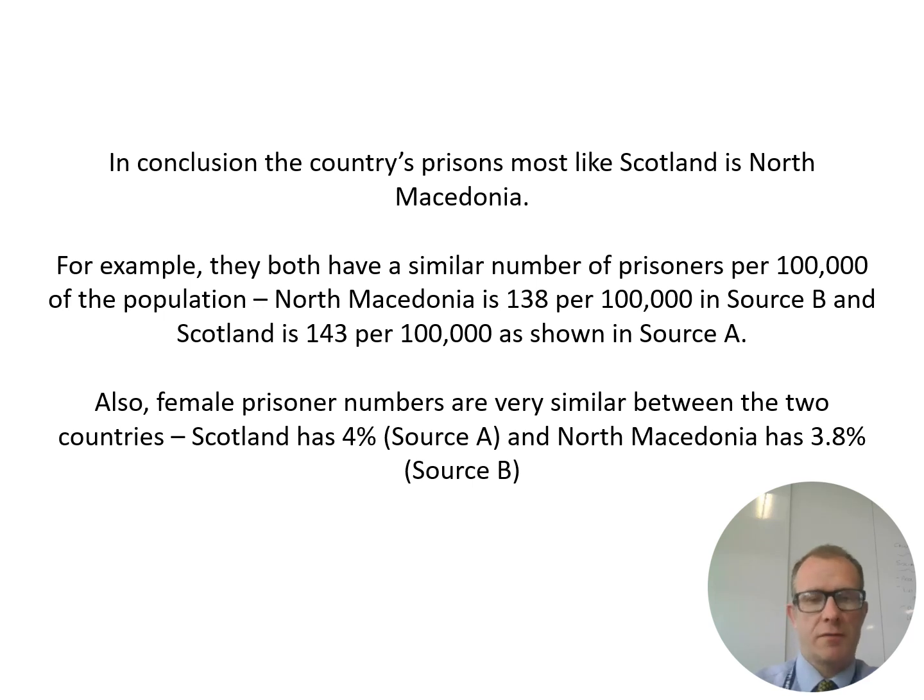For the final 2 marks for the conclusion question, you must read the question carefully, and underneath it, it gave you a final sort of mini question: which country's prisons are most like Scotland? So I looked at all the sources, and the conclusion that I made finally is that North Macedonia's prisons are most like Scotland. Because I've given one example from source A, they've got similar prisoner numbers, and one example from source A and B, that the female prison numbers are also very similar. So this would gain a total of 2 marks. So this whole question is worth 10 marks, and it will get 10 out of 10.